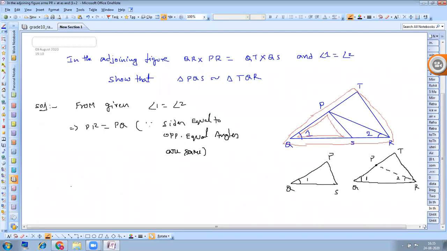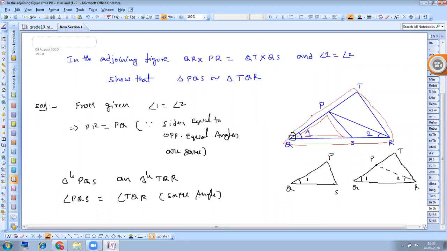Now take the triangle PQS and the triangle TQR. So angle PQS will be equal to angle TQR. What is the reason here? Common angle. Both are a common angle. Q is a common angle for both the triangles. So I can write same angle or common angle.